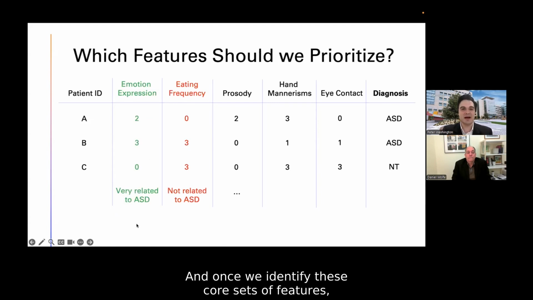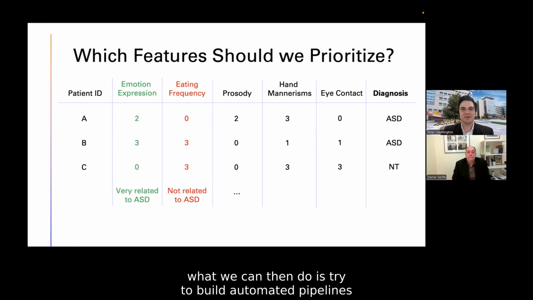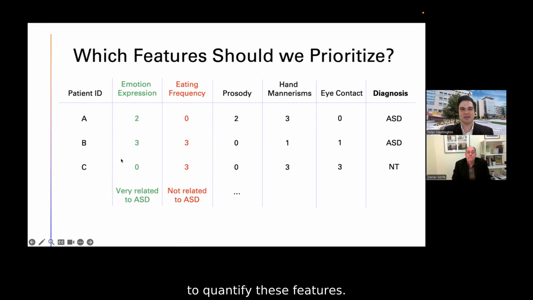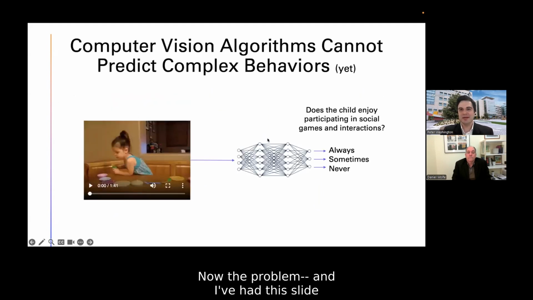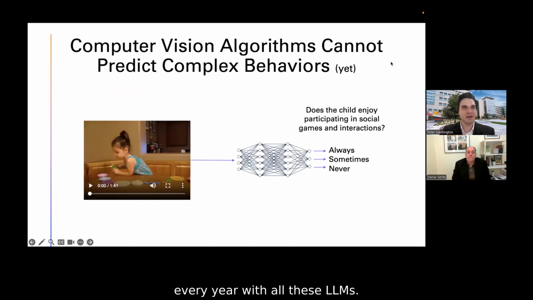And once we identify these core sets of features, what we can then do is try to build automated pipelines to quantify these features. Now, the problem, and I've had this particular slide for a few years now, and I feel like it gets less relevant every year with all these LLMs, but still today it's relevant.